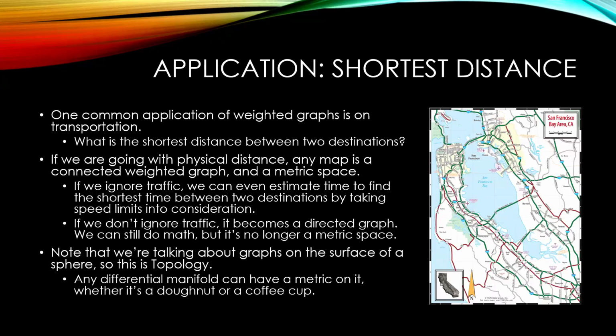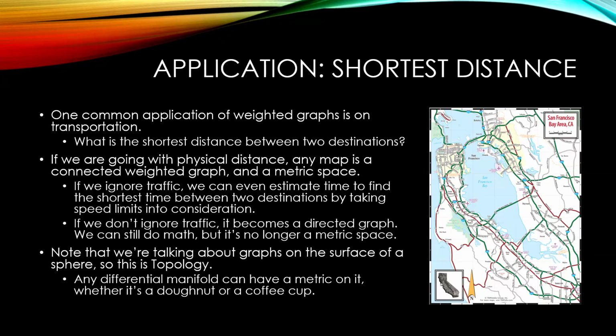Application, shortest distance. One common application of weighted graphs is in transportation. What is the shortest distance between two destinations? Well, if we're going with physical distance, any map is a connected weighted graph and a metric space. If we ignore traffic, we can even estimate time to find the shortest time between two destinations by taking speed limits into consideration. If we don't ignore traffic, it becomes a directed graph. We can still do math, but it's no longer a metric space, and so you have to be careful.